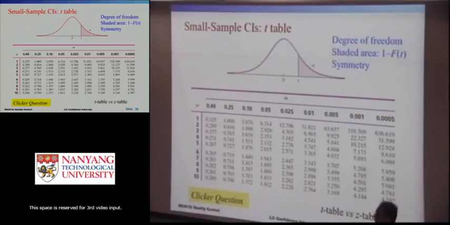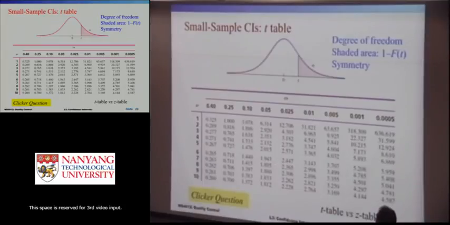So we need to identify what the degrees of freedom is. Then we look at the value here. The value in this table is the value of t. This is different from the z table. For the z table, the inside of the table is the cumulative function up to z, right? And here, this is the value of t.